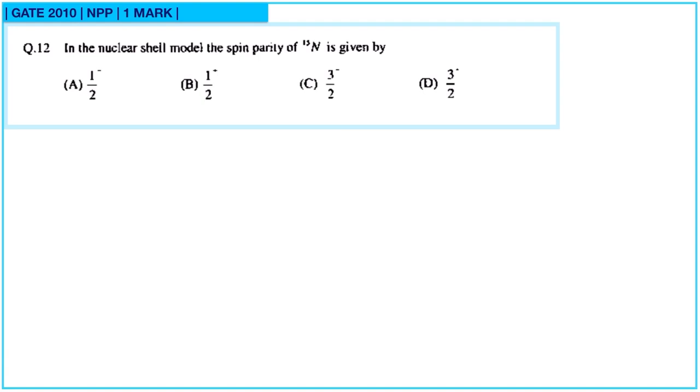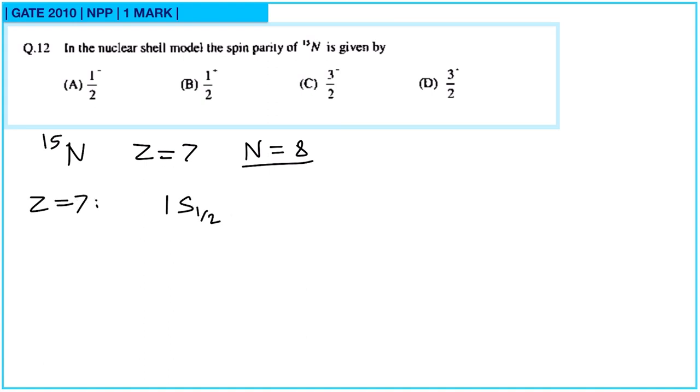Next question. In the nuclear shell model, the spin parity of 15N is given by. So 15 nitrogen has Z, number of protons, equal to 7 and number of neutrons will be 15 minus 7, so number of neutrons is 8. So that means all neutrons are paired and there is one unpaired proton. For number of protons equal to 7, we have 1s 1 by 2, then we have 1p 3 by 2, 1p 1 by 2. This is the series. So here 2, then 4 here. So 4 plus 2 is 6, one more nucleon is remaining, so it will go here.